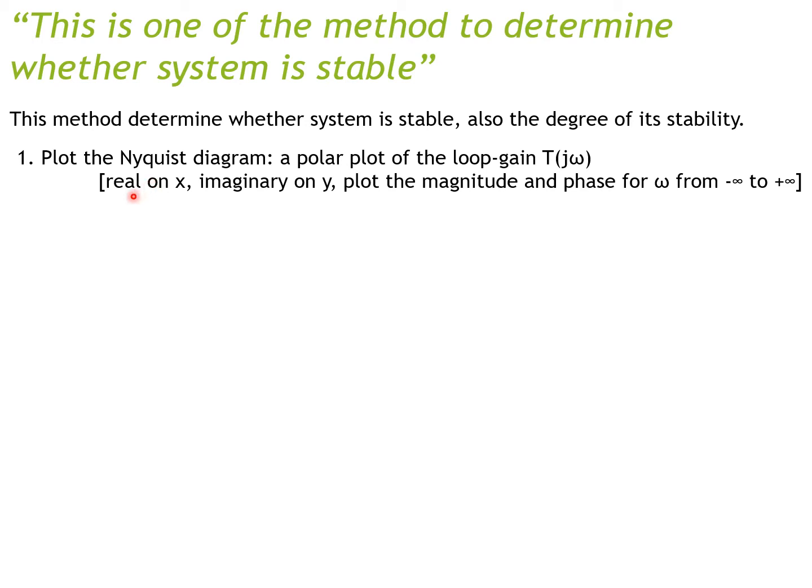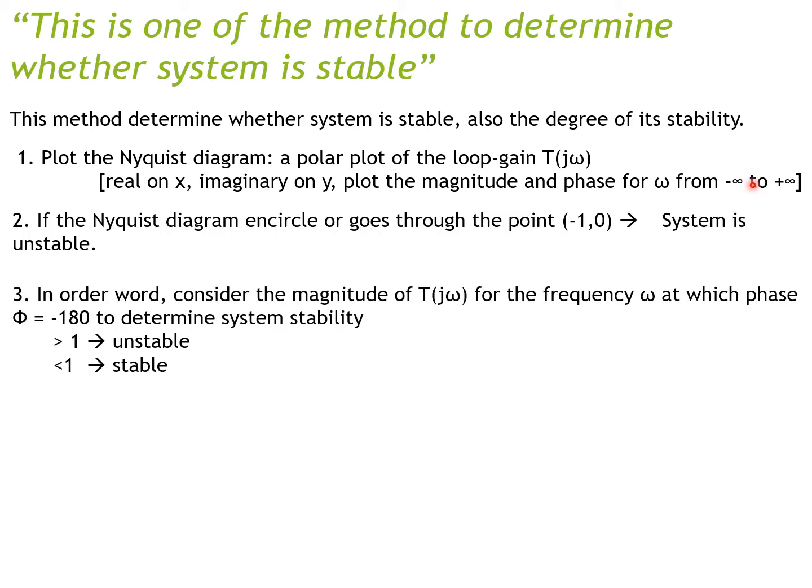So the polar plot is the plot where you have real on the x and imaginary on the y. And when you plot, you want to plot in terms of magnitude and phase, with frequency varying from negative infinity to positive infinity. The second step is to determine if your Nyquist diagram encircles or goes through the negative 1, 0 point.